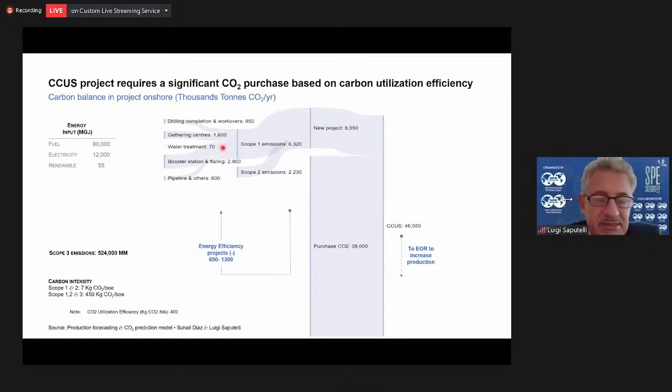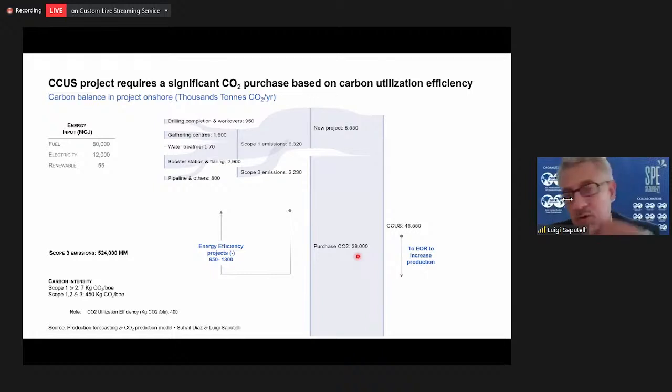The gathering centers, the new gathering centers, about 1.6 million. Water treatment, about 70. Booster station. So the scope 1 emission is only 6 million, and the overall project is about 8.5 million tons per year. Now, remember that we said we're going to inject about 400 kilograms of CO2 per BOE. So this requires that we need to buy about 38 million tons of CO2 per year.